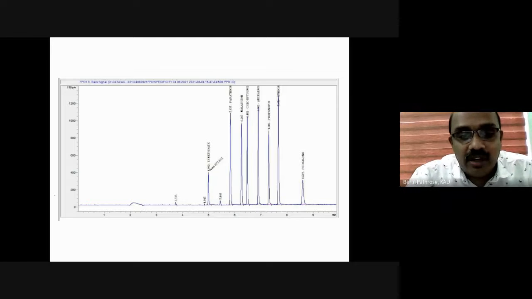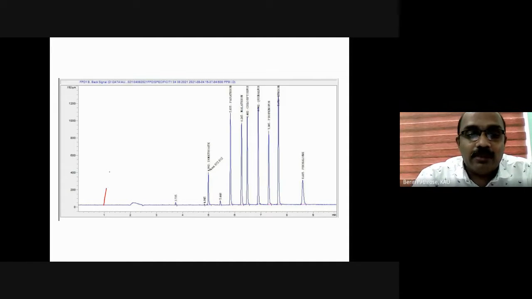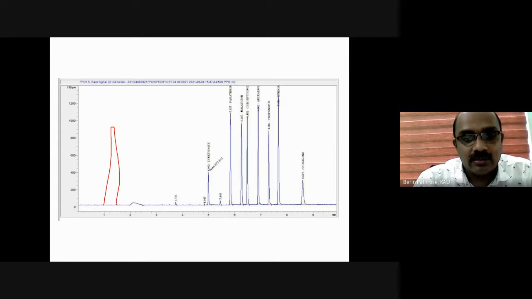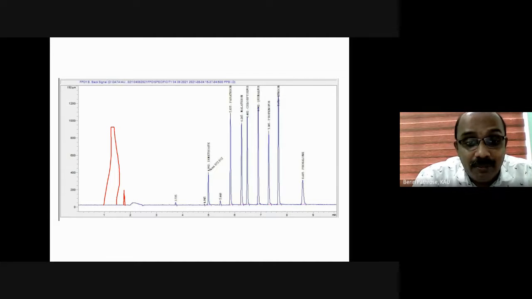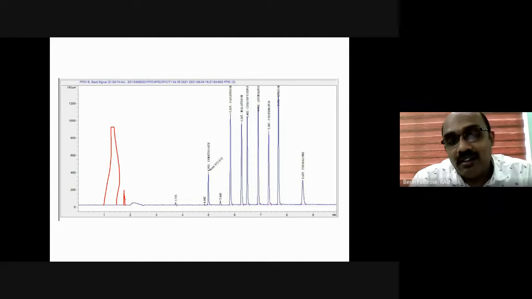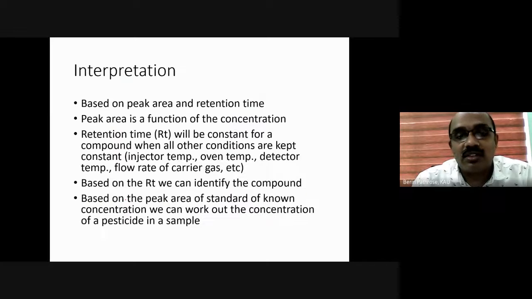So if we have a compound at very high concentration, the peak will look like this. But if the compound is at very low concentration, it will be like this. Very narrow peak. So depending upon the peak area, we can measure the concentration of the compound.